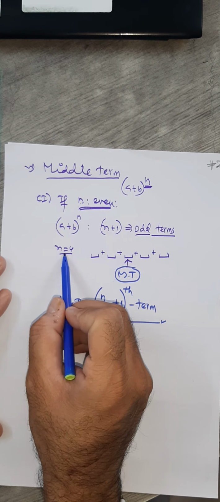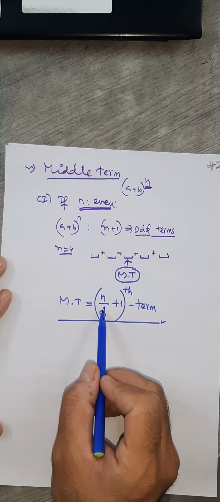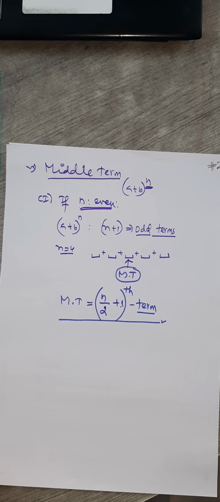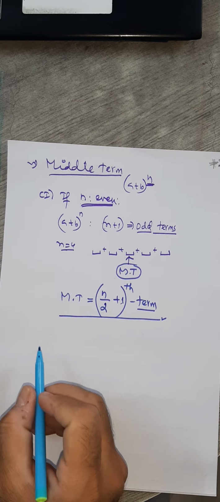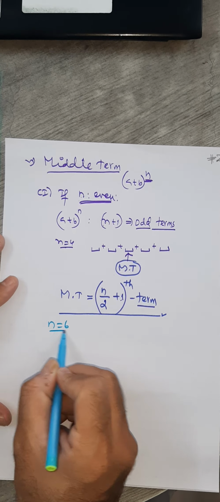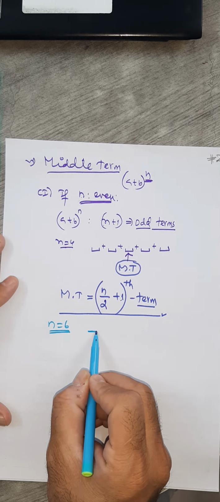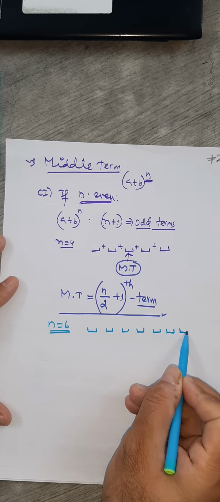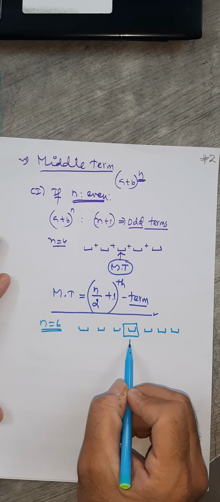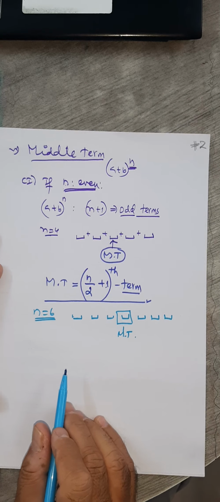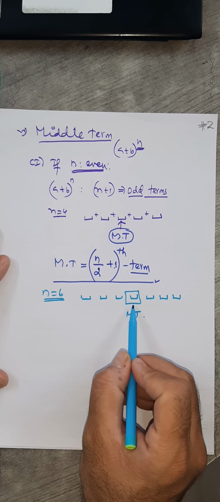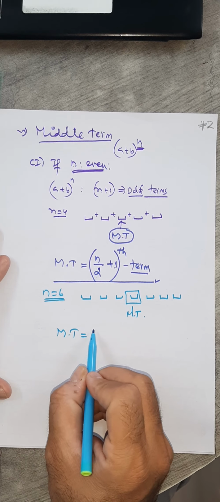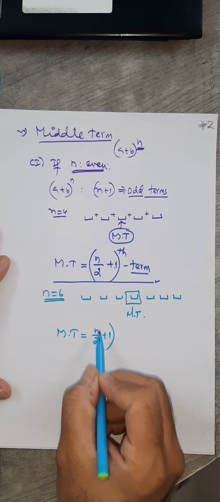Suppose n is 4. So 4 by 2 is 2, plus 1. So the third term will be the middle term. Fine. If I take n equals 6, one more even number. Total number of terms will be 1, 2, 3, 4, 5, 6 and 7. So which will be the middle term? This one. This is the middle term. Now which one? This is the fourth term. So if you use this formula, middle term equals n by 2 plus 1th term, remember.